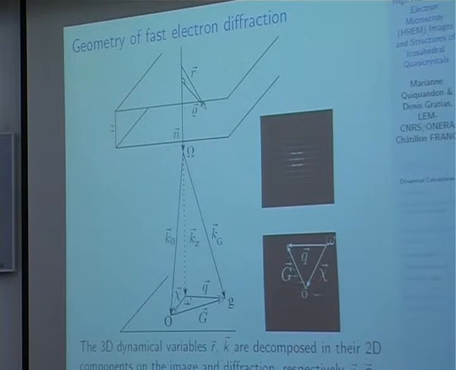This is the center of the Ewald sphere that projects on small omega, and K is a vector that connects small omega to O, that is the origin of the reciprocal lattice. And then you have Q that is equal to K plus G, where G is a vector of the reciprocal lattice. On the right, you have two calculated diffraction patterns.